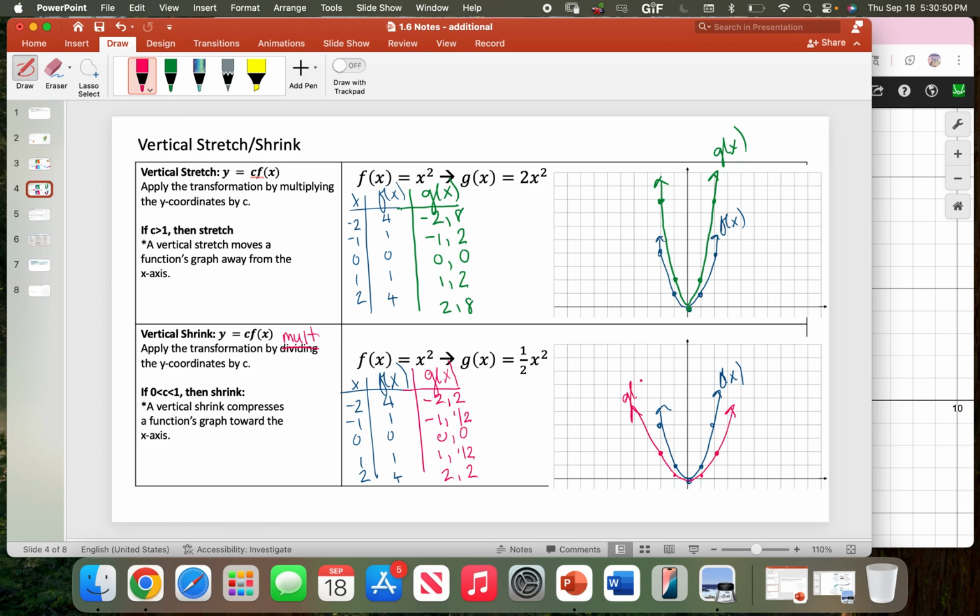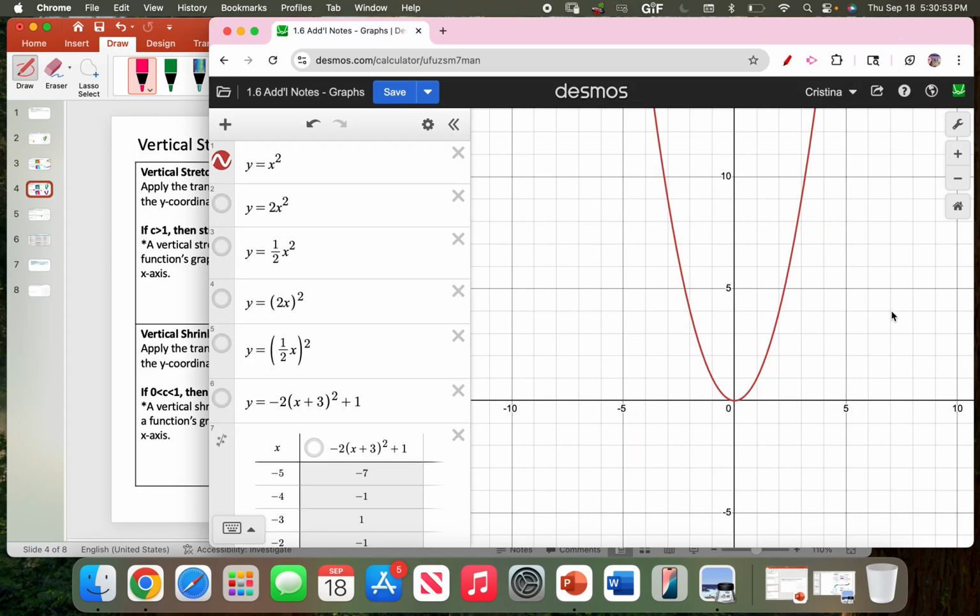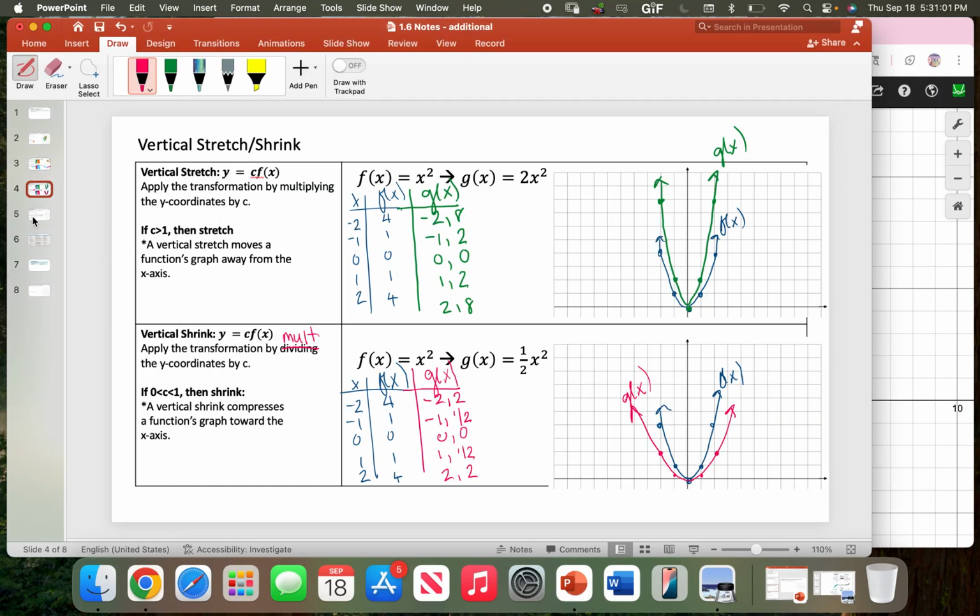Okay, so we'll see that that gets a little bit wider than our original function there, and then same thing here. You'll see that the green is a little bit wider than our original parent function x squared. Sorry for that typo there. I'll make sure to fix that.